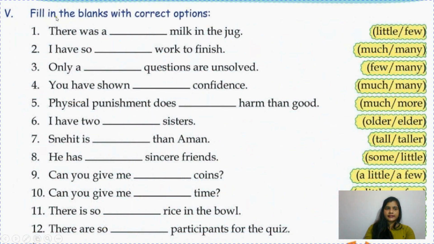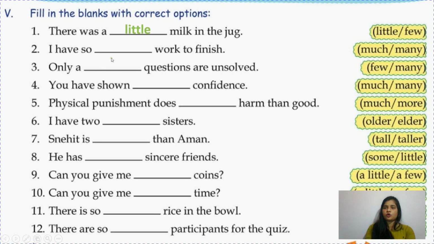Children, let's do fill in the blanks, and the options are given here. Just now we have learned countables and uncountables. Countable means which can be counted, and uncountable means which cannot be counted, right? So let's do. There was a dash milk in the jug. Few, can we write few? Can we count milk? No. So we will write little milk in the jug.